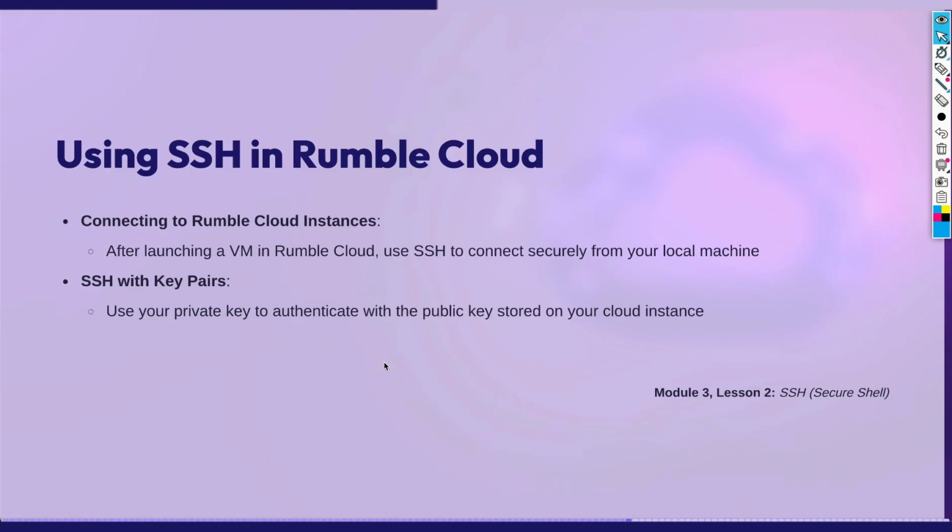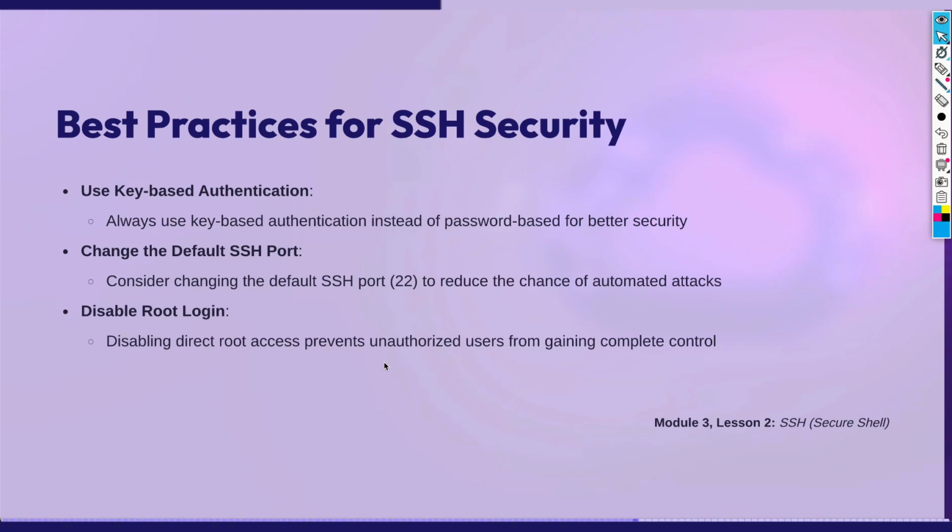So using SSH in Rumble, you can connect to your Rumble instances. After you create a VM in Rumble, you can use SSH to connect to it securely from your local machine. You do not have to do it from your dashboard, all right? And then your SSH with key pairs, use your private keys to authenticate with the public key stored on your cloud instance.